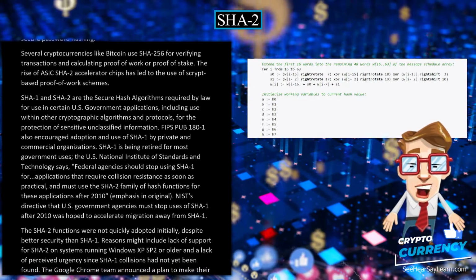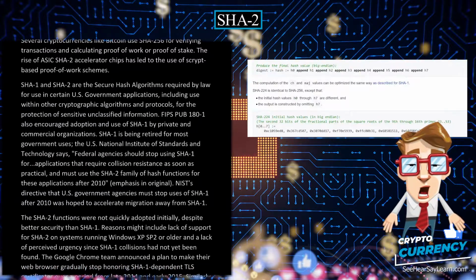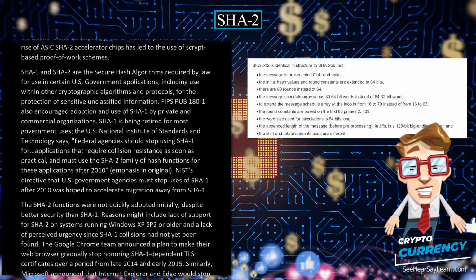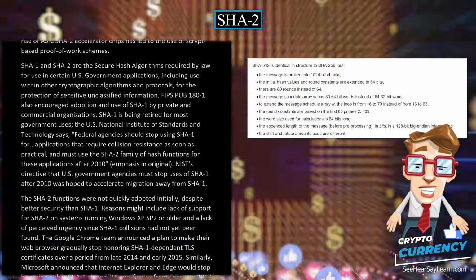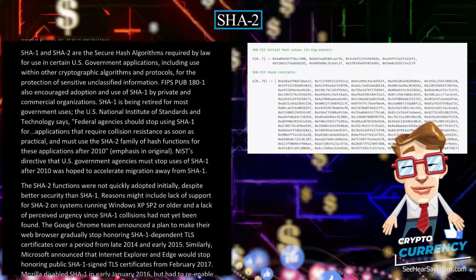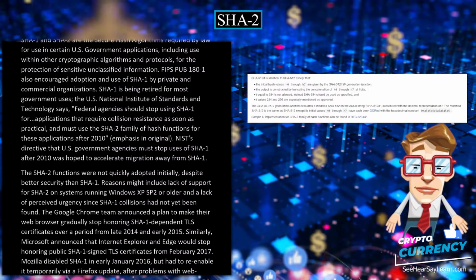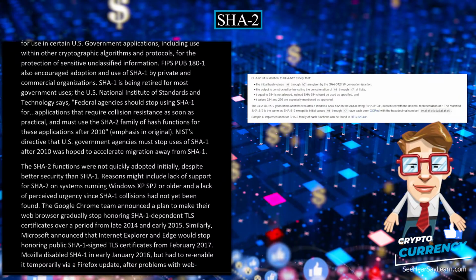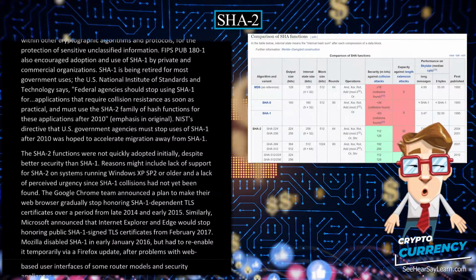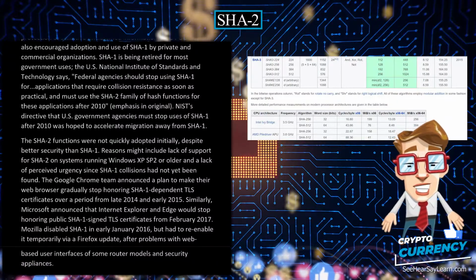Several cryptocurrencies like Bitcoin use SHA-256 for verifying transactions and calculating proof of work or proof of stake. The rise of ASIC SHA-2 accelerator chips has led to the use of scrypt-based proof of work schemes. SHA-1 and SHA-2 are the secure hash algorithms required by law for use in certain U.S. government applications, including use within other cryptographic algorithms and protocols, for the protection of sensitive unclassified information. FIPS Pub 180-1 also encouraged adoption and use of SHA-1 by private and commercial organizations.